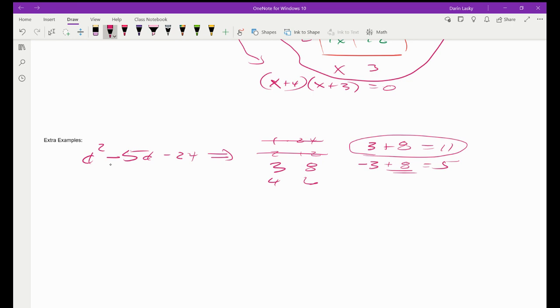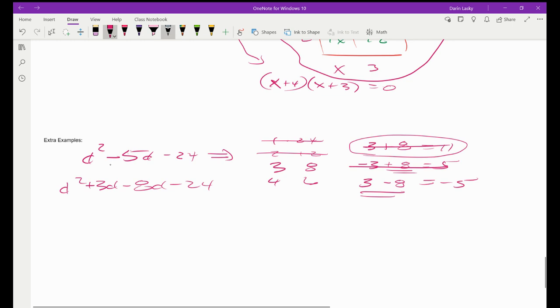So why don't I go 3 minus 8? 3 minus 8 gives me a negative 5. So I found my part in the middle that adds. So d squared plus 3d minus 8d minus 24.